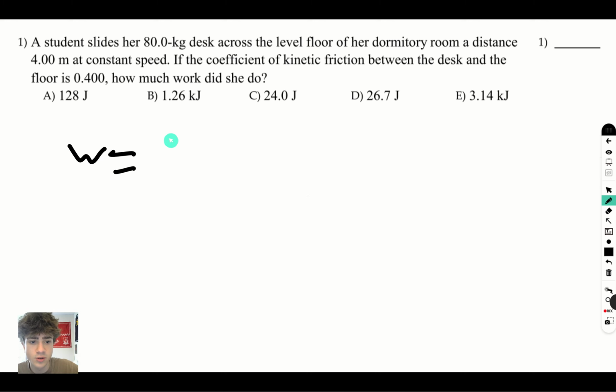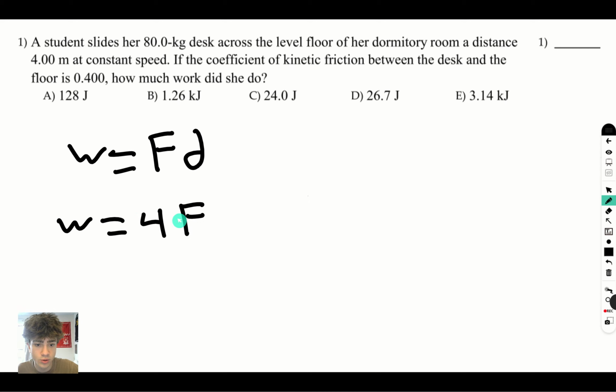Our basic work equation is simply force times distance, which means how much force she applied on the block and for what distance she applied it. So we know right off the bat the distance is 4 meters. That's what we were given. So it's simply going to be 4 times the force that she applied.